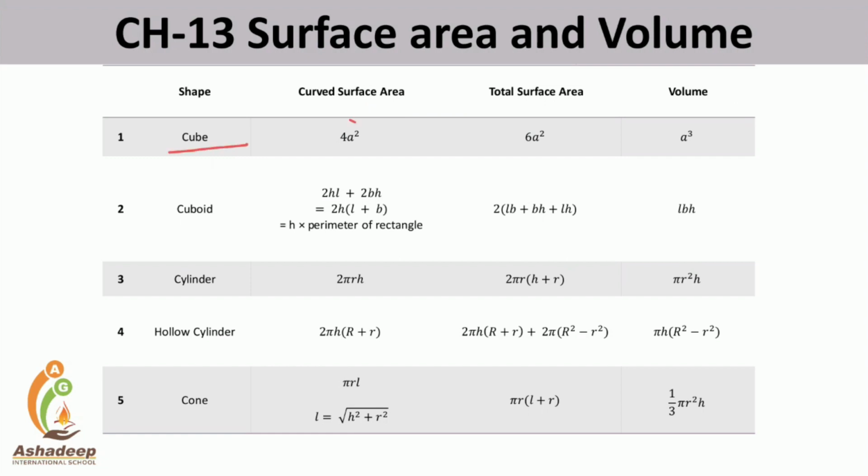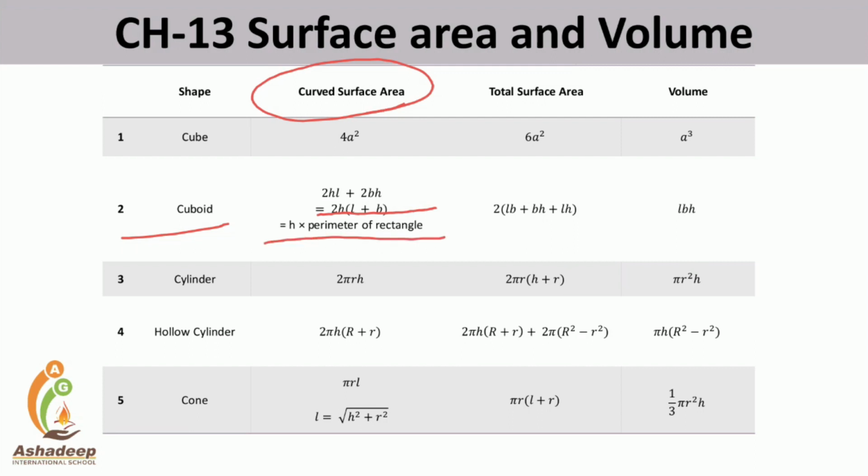So cube. What is the curved surface area? 4a square. What is the total surface area? 6a square. Volume, a cube. Cuboid, right? Cuboid, curved surface area is 2hl plus 2hb. In the curved surface area, or you can say lateral surface area, we don't have to consider the top part and the bottom part, right? So that is why 2hl plus 2hb. So 2h common, so the answer is 2h in bracket l plus b.